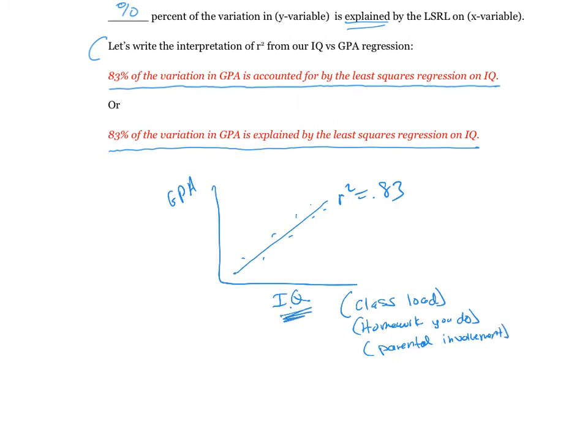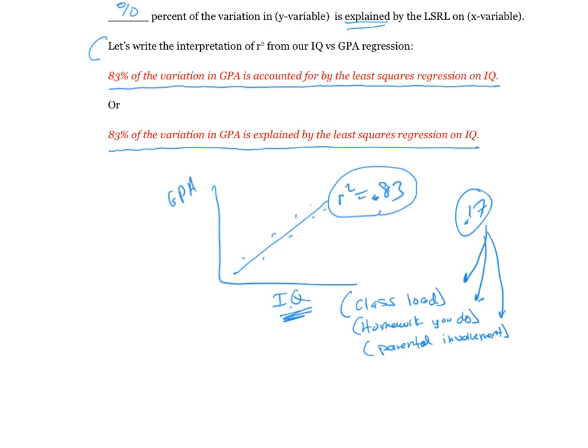So IQ is not the only thing that affects your GPA, but it does get rid of about 83% of the variation in GPA. Now 17% comes from somewhere else, okay? And maybe it's a combination of these factors, okay? So we want that R squared to be as high as possible because it means that we've accounted for the most variation possible, okay? But realize because it's not 100%, it means that there's other variables out there that are probably contributing to this relationship, okay?